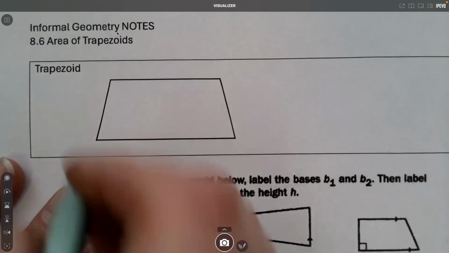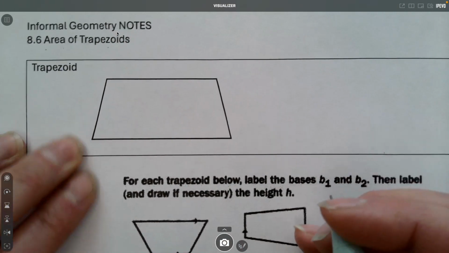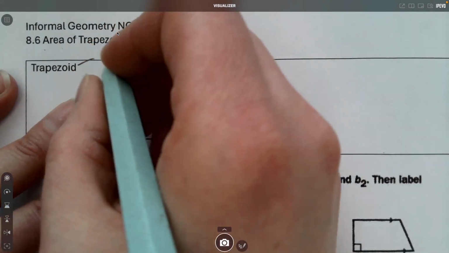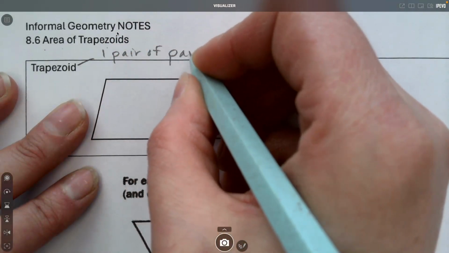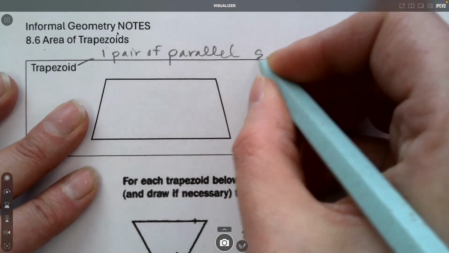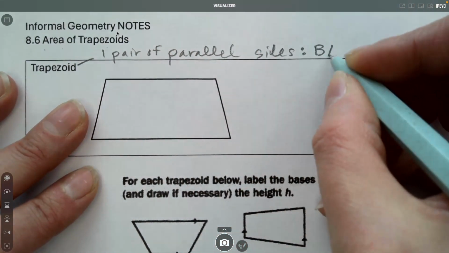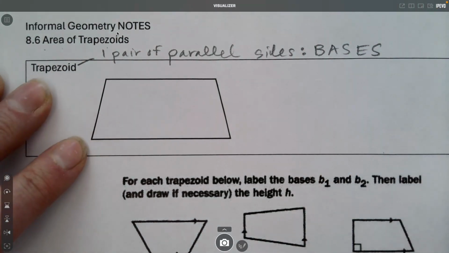Hello, class. These are our area of trapezoid notes for informal geometry. So remember with the trapezoid, we had one pair of parallel sides. And these parallel sides are our bases. And I'm writing it above because I just don't think this box is going to be big enough for all of our information.